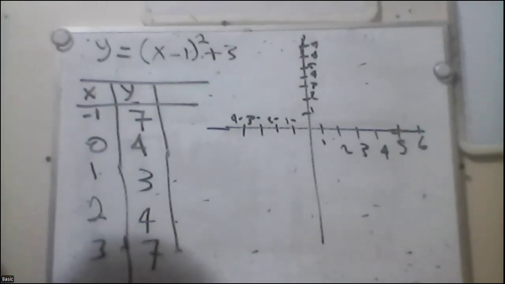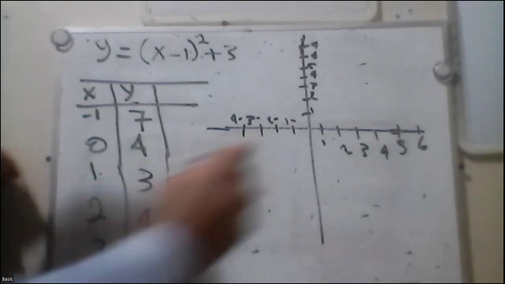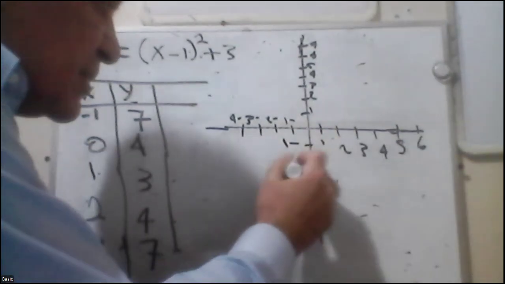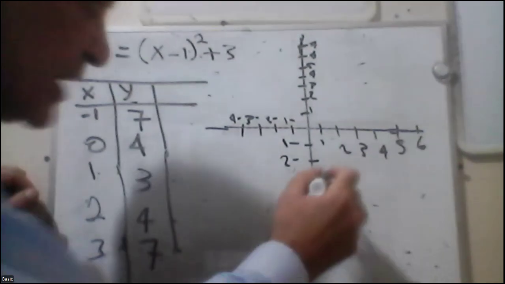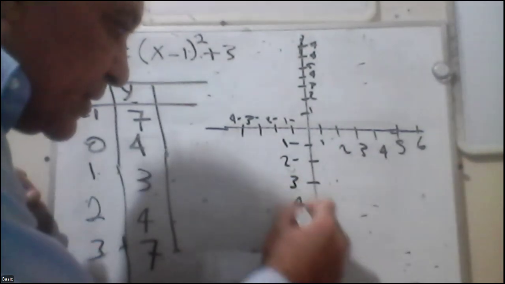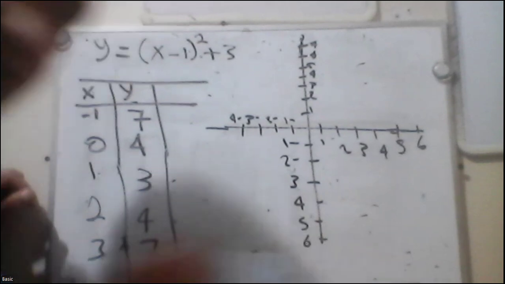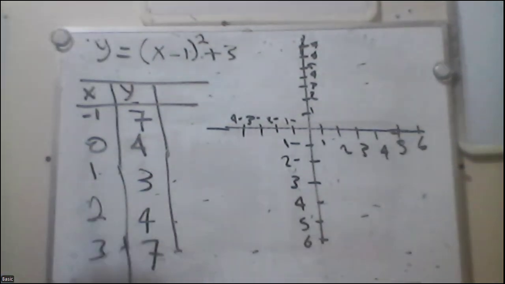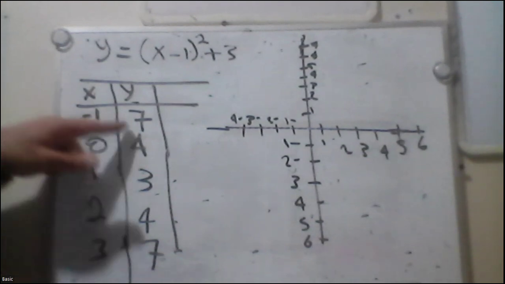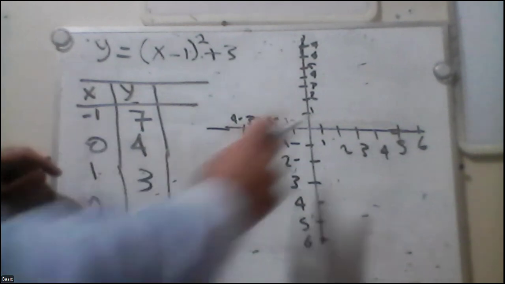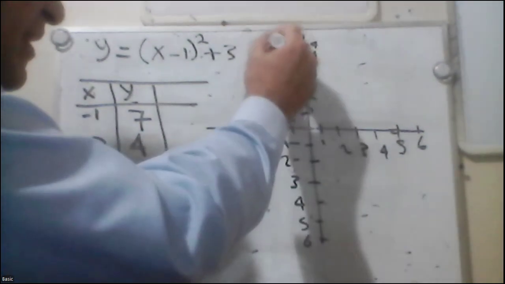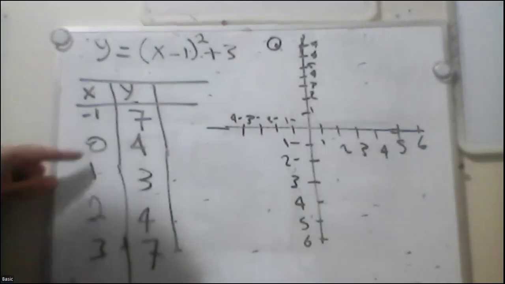And we'll go down also, into minus 1, minus 2, minus 3, minus 4, minus 5, minus 6. Now I have to graph these points. Minus 1 and 7, that means I will go minus 1 and go up till 7. Here is the point, minus 1 and 7.